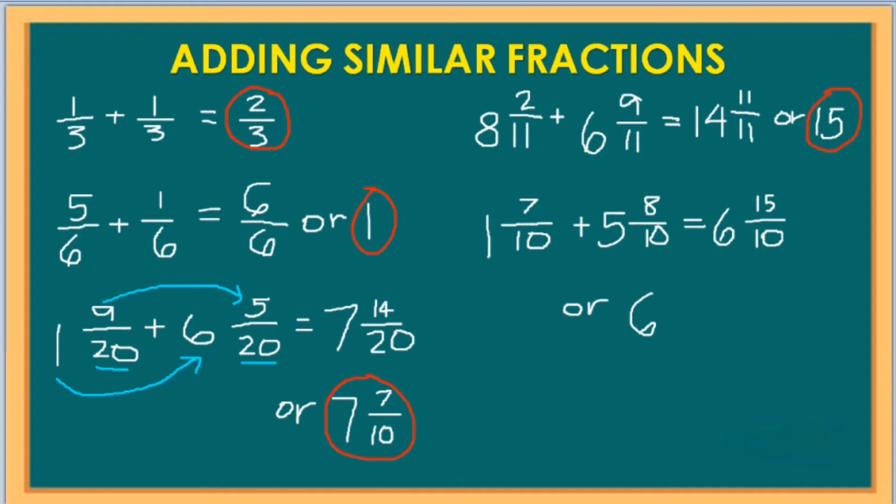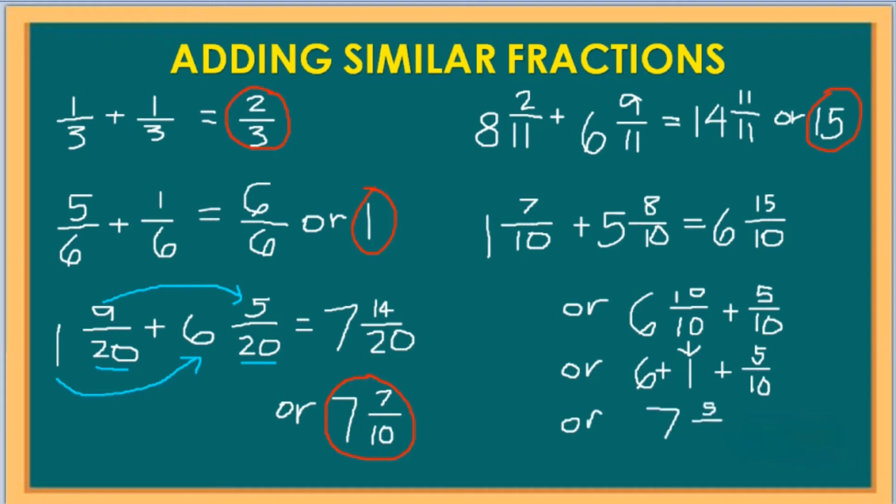So let us copy the whole number 6. 15 tenths becomes 10 tenths plus 5 tenths. Okay, 10 tenths is equal to 1. So 6 plus 1 plus 5 tenths. 6 plus 1 is 7. Then copy 5 tenths. 5 tenths is not yet in lowest terms. So we will use the GCF of 5 and 10, which is 5. So we have 7 and 5 divided by 5 is 1. 10 divided by 5 is 2. So the final answer is 7 and 1/2.